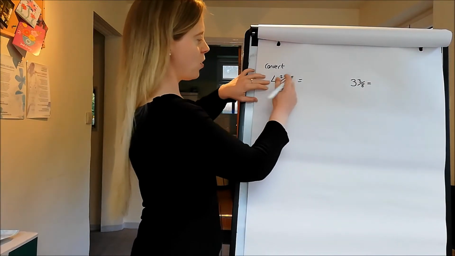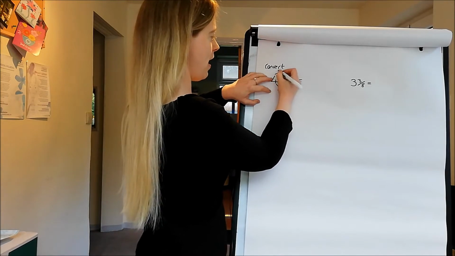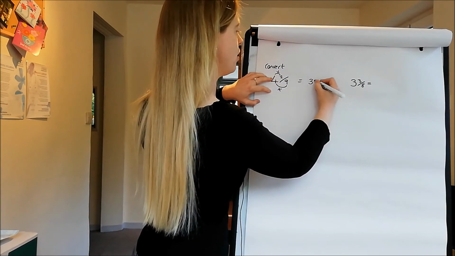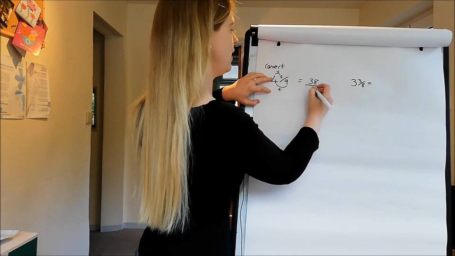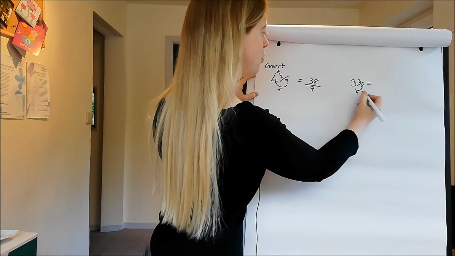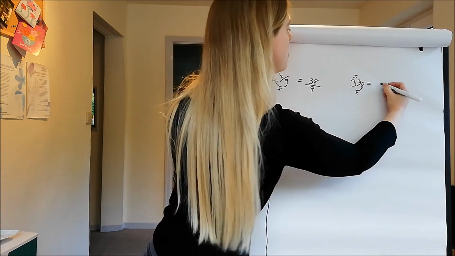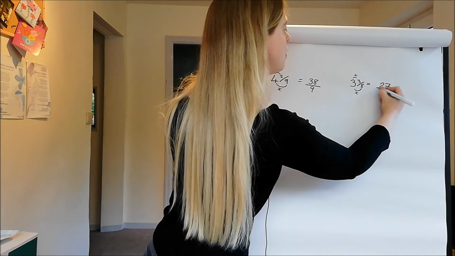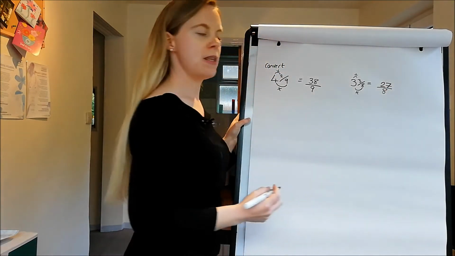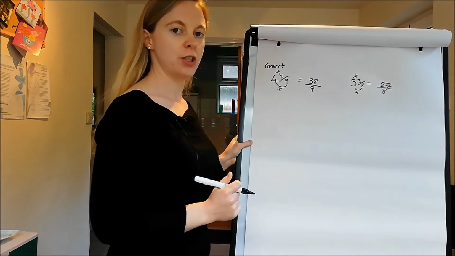All right, so 9 4s are 36 and add 2 on makes 38, and we're dealing with ninths. 8 3s are 24 and add the 3 on makes 27, and we're dealing in eighths. So that's mixed numbers into improper fractions.